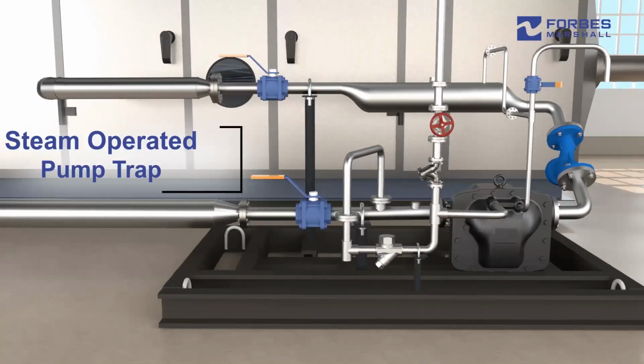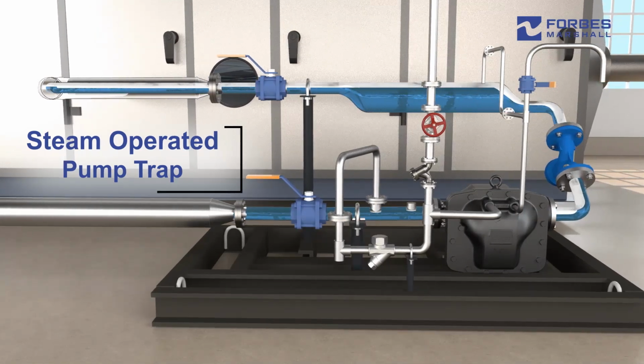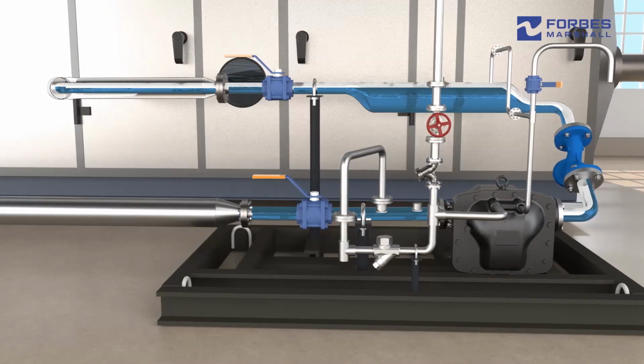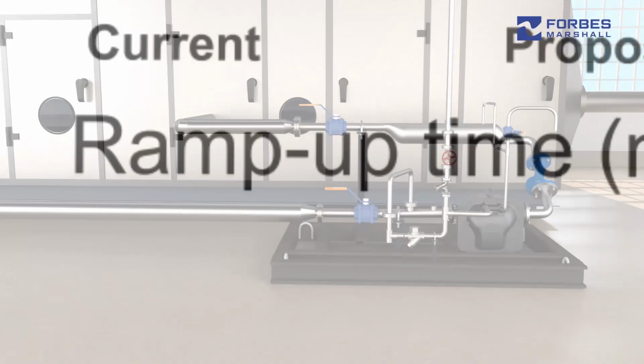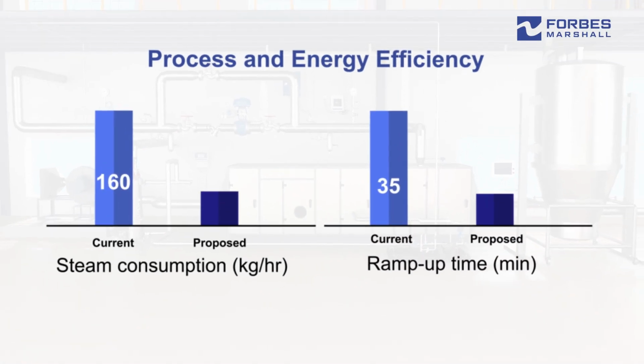The steam-operated pump trap resolves the issue of stalling and evacuates condensate even at 1 to 1.5 bar. This eliminates water hammer and steam loss through the bypass. The complete solution ensures optimum batch timings with a low energy footprint.